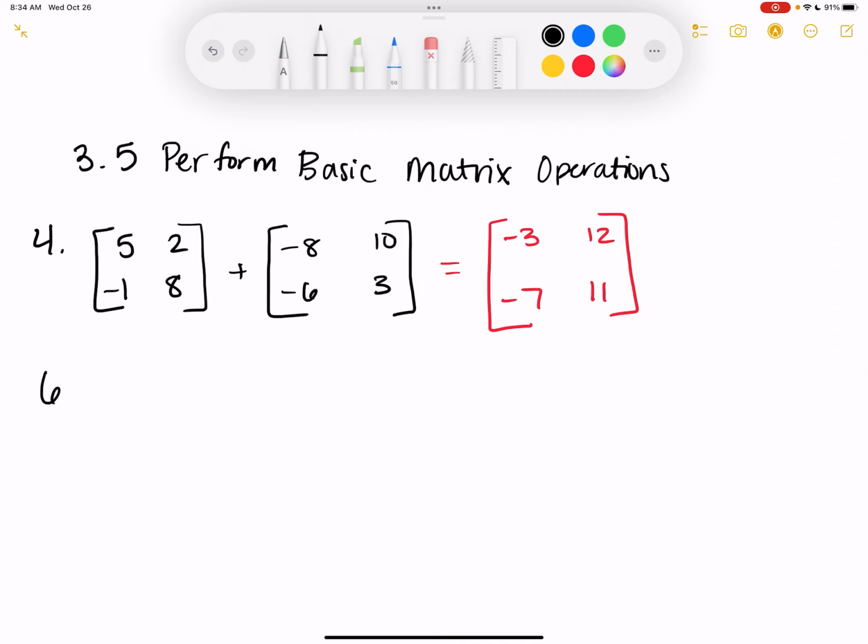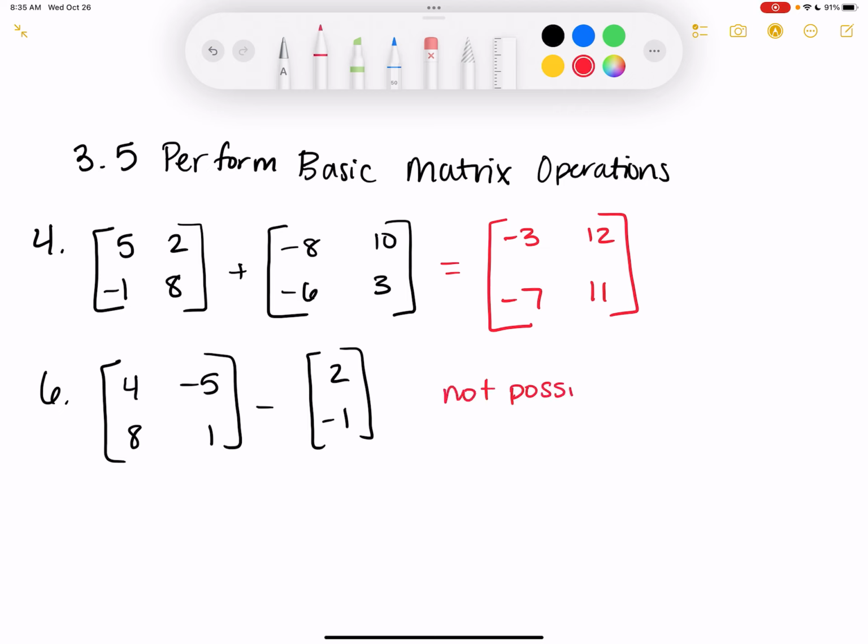All right, number 6, we have the matrix 4, -5, 8, 1, minus the matrix stacked 2, -1. So can I do this one? No. Why not? Because one's 2 by 2, and the other one's 2 rows, 1 column, so 2 by 1. Don't have the same dimensions.